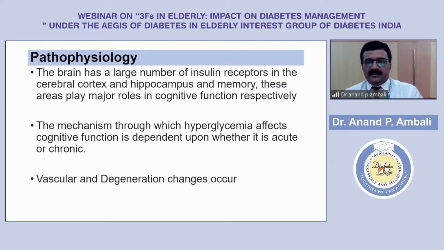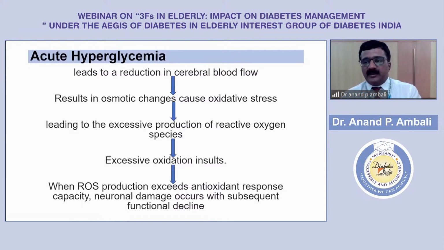Now, coming back to the pathophysiology, the mechanism through which hyperglycemia affects the cognitive function depends on whether it is acute or chronic. So basically two things set in. One is vascular pathology and second is degenerative pathology. Both combined together work in the pathogenesis of dementia in patients with diabetes. So acute hyperglycemia leads to a reduction in cerebral blood flow that results in changes in oxidative stress, and this leads to a large number of reactive oxygen species, which leads to oxidative insults. And when the reactive oxygen species exceed the antioxidant response, neural damage occurs with subsequent functional decline. This is how pathogenesis occurs in the acute stage.